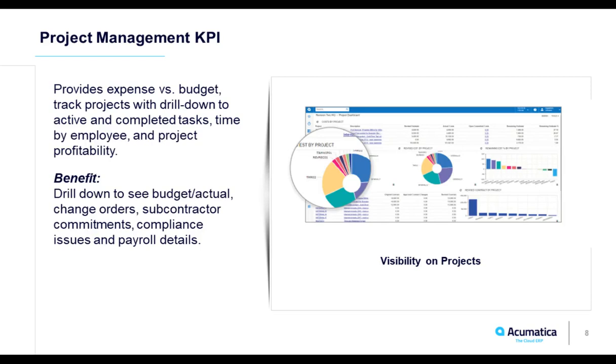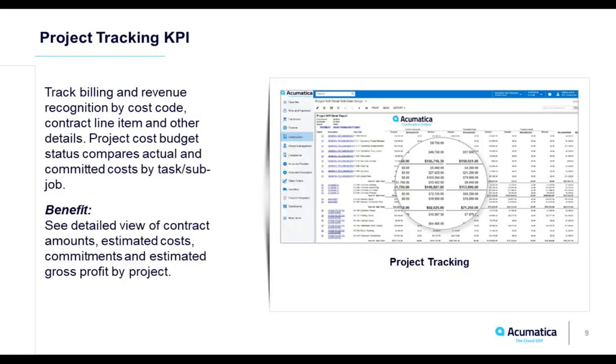You have access to all that information on that one screen without having to go to 5 or 6 different screens. Project tracking KPI. So now we're looking at a WIP report or a budget report on that project, and the ability to track things like billing and revenue recognition by cost code, by task, by whatever work breakdown structure you're using to create your projects.